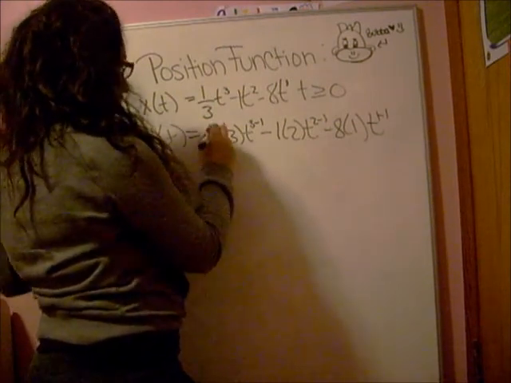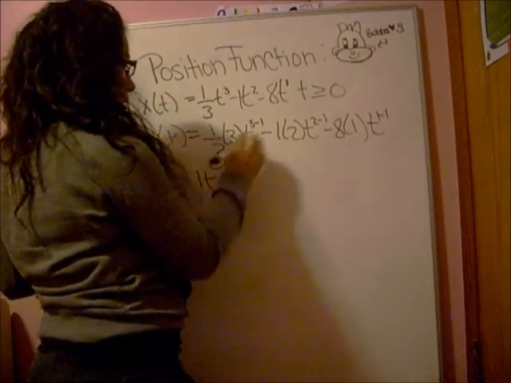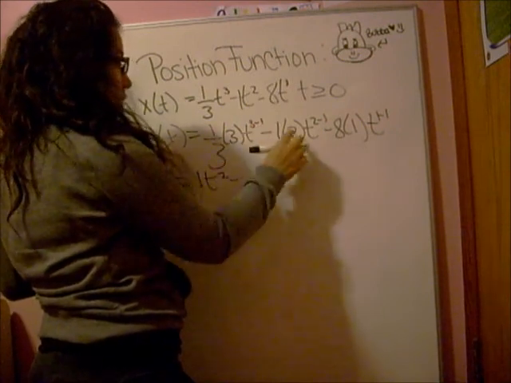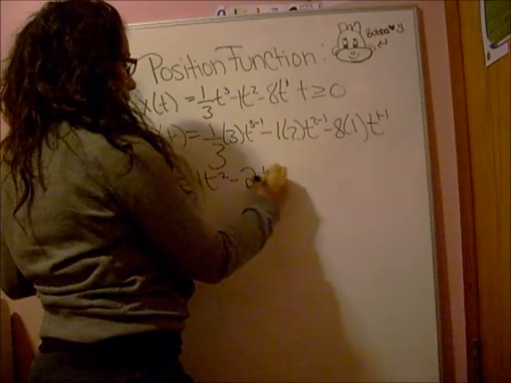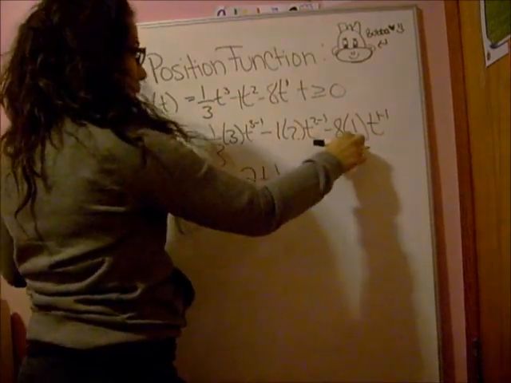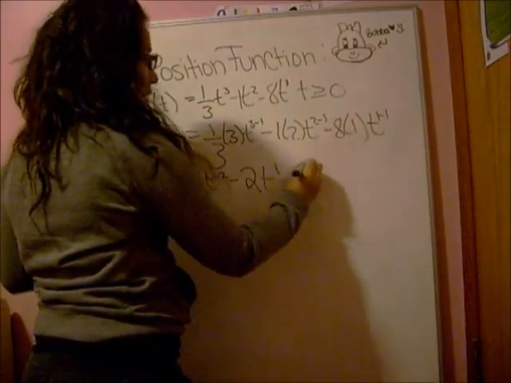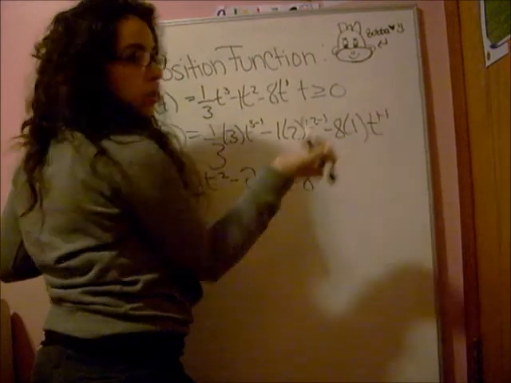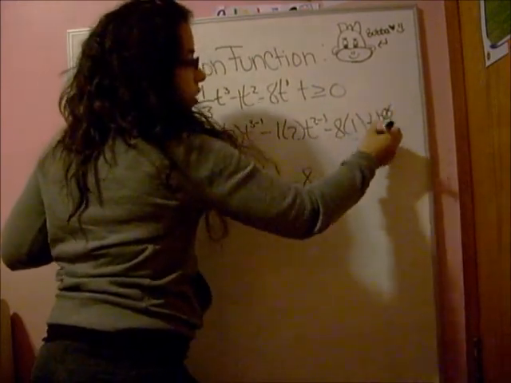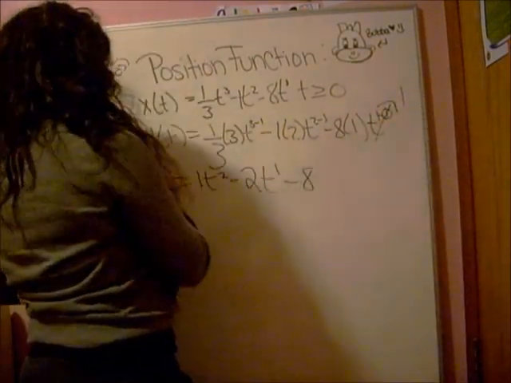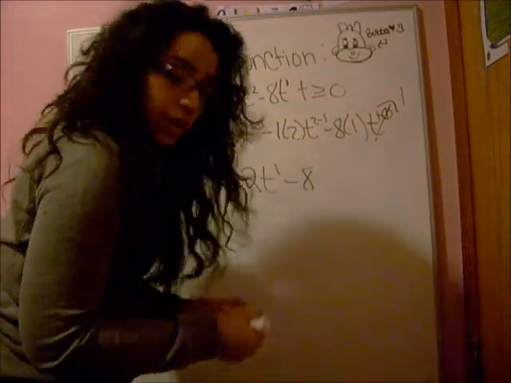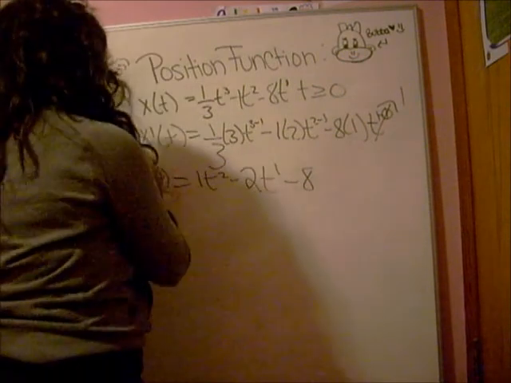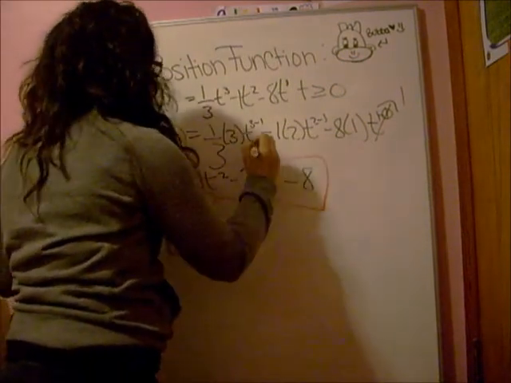So now it's 1/3 times 3 is 1, t to the 3 minus 1 is t squared, minus 2 times 1 is 2, t to the 2 minus 1 is t to the 1, and then minus 8 times 1, which is 8, and t to the 1 minus 1 is t to the 0, which cancels out and is 1. So this right here, I'm going to color code in a different color so you guys can see, is our velocity.